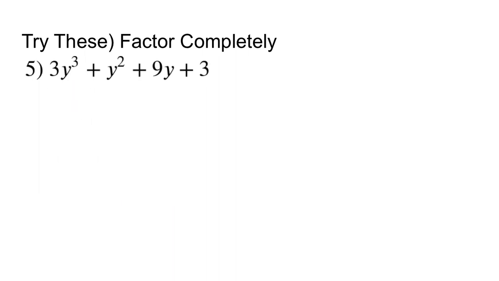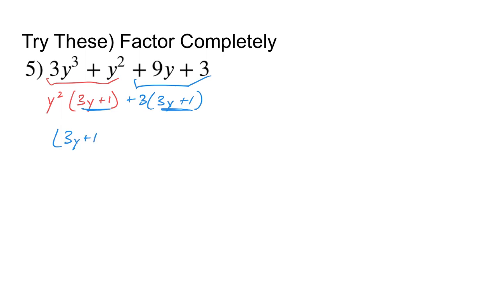One more here. What do these first two have in common? Y squared. That'll leave me with 3y plus 1. What about the second two? Let's see here. A 3. That'll leave me with the 3y plus 1. These two parentheses match as they should. So I get 3y plus 1 times y squared plus 3. That will in fact be the final answer. I can't factor it anymore.